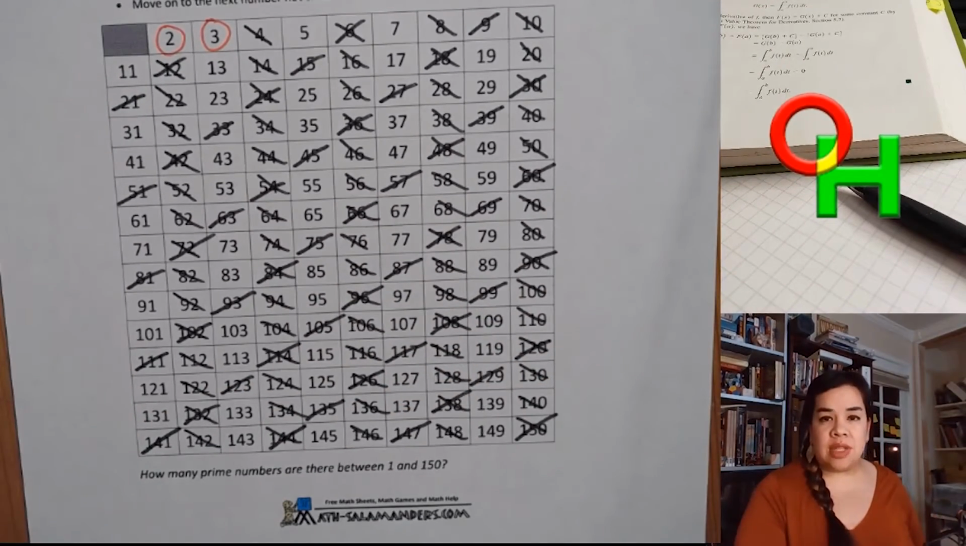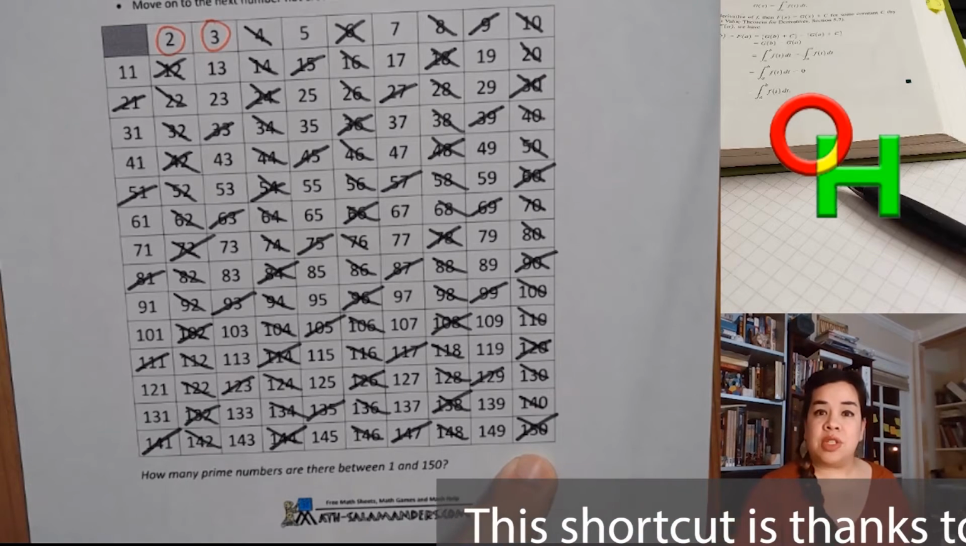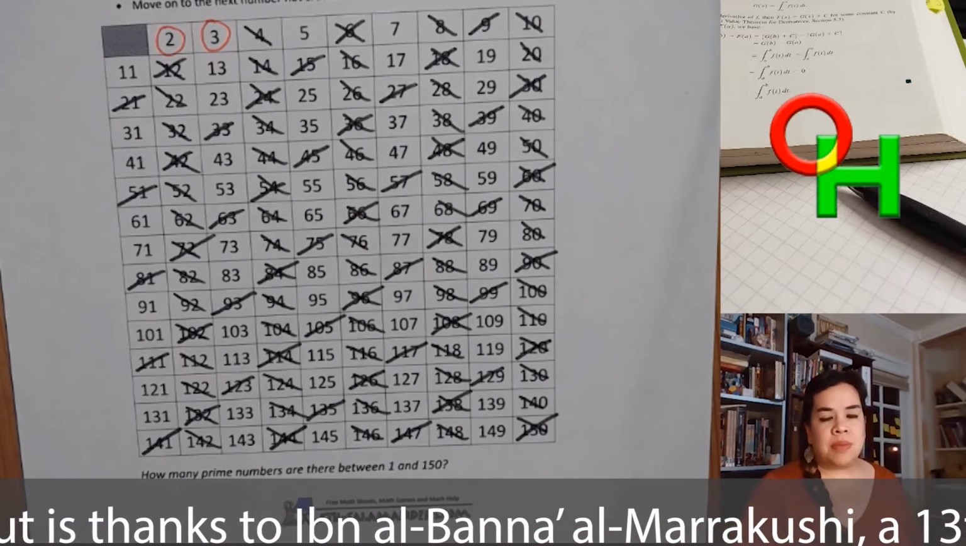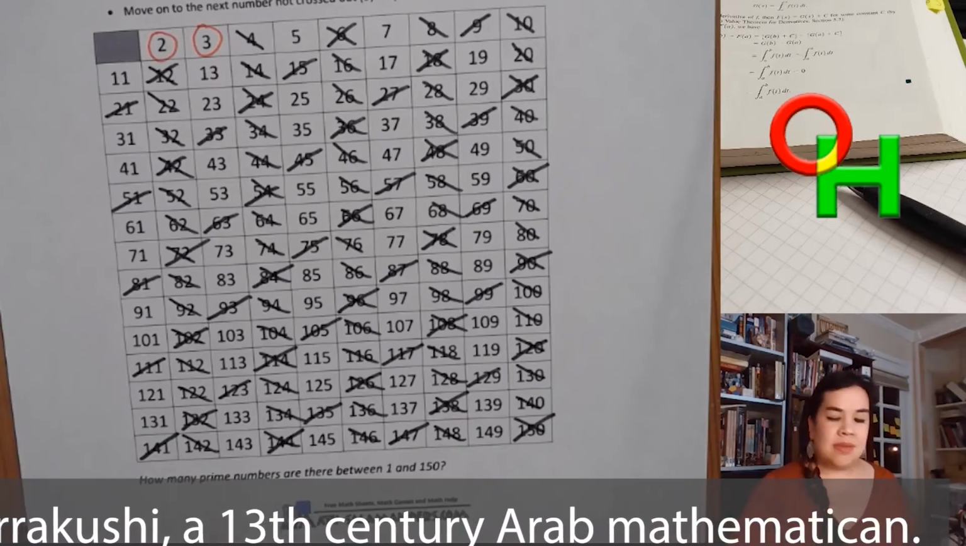So we're going to continue this pattern until we've either circled or crossed off all the numbers up to the square root of 150, which is about 12. Once we get to that portion, any numbers left on our grid are guaranteed to be prime numbers. So let's get to it.